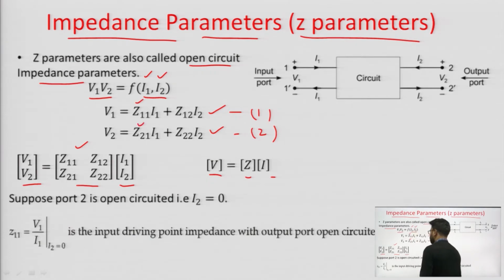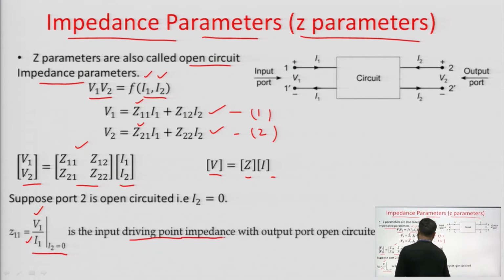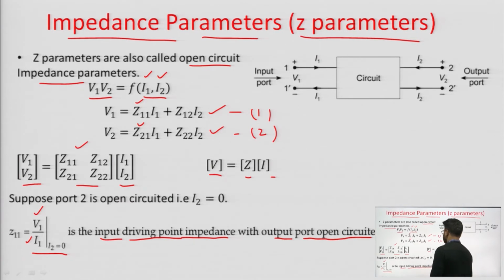Z11 is defined as V1 by I1 with I2 equals 0. You can see that this is a driving point, because a single port is associated: V1 is the voltage at port 1 and I1 is the current at port 1. So it is known as the driving point impedance. Because we are evaluating at the input port, it is known as the input driving point impedance with the output port open circuited. The output port is open circuited because we have kept I2 at 0.